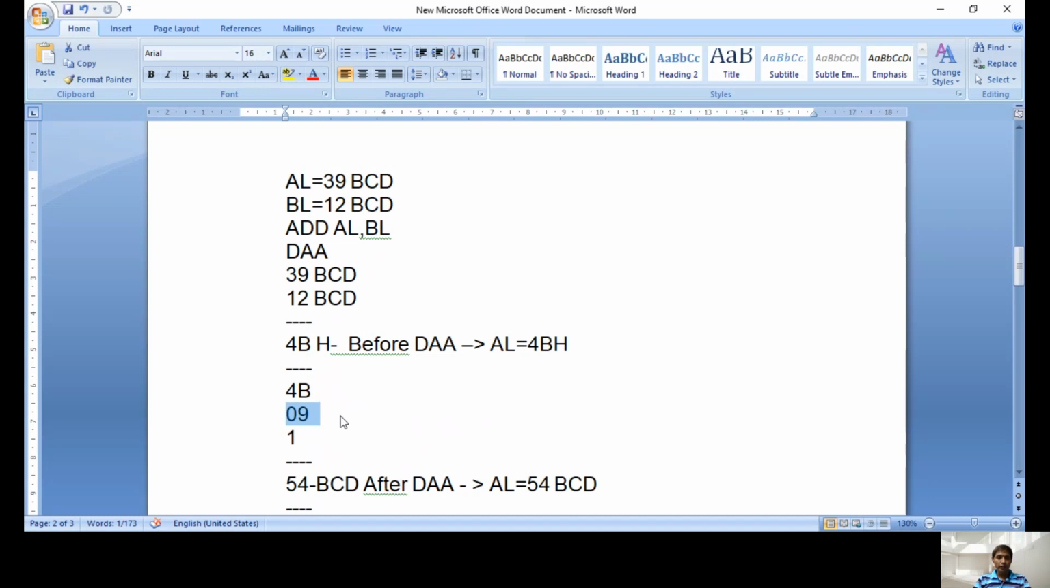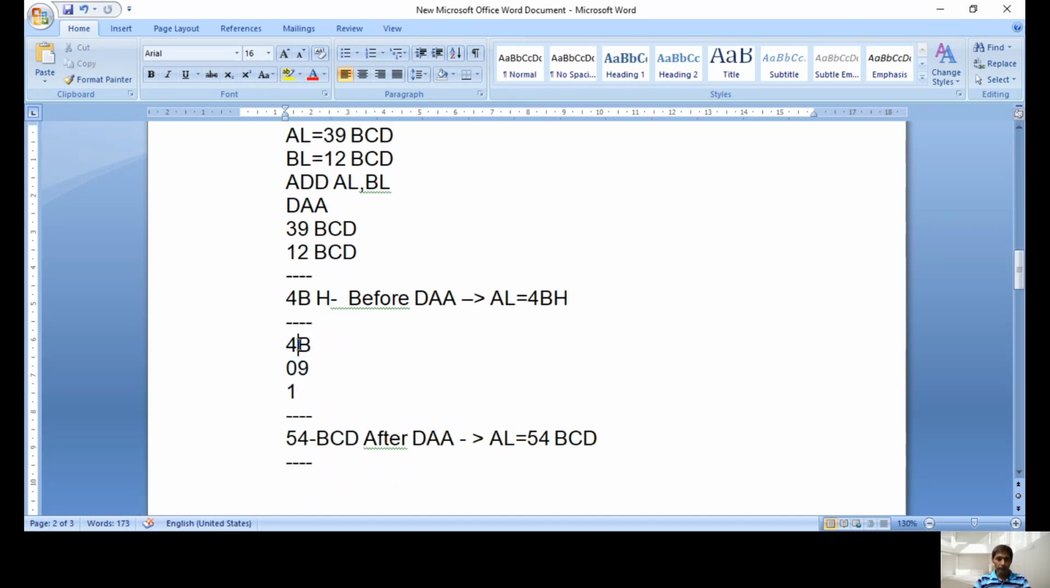Let us see what happens if you add 09. You know what B is? B is 11, added with 9. So the total is 20. In hexa representation, the range is up to 16 only. So 20 minus 16, the result is 4 and on the left side we have a carry, because our result is more than 16. Then 4 plus 1 is 5. So if you add 4B with 09, the result is 54. Now in this 54, is there any A to F letter? No. Then it is purely BCD.